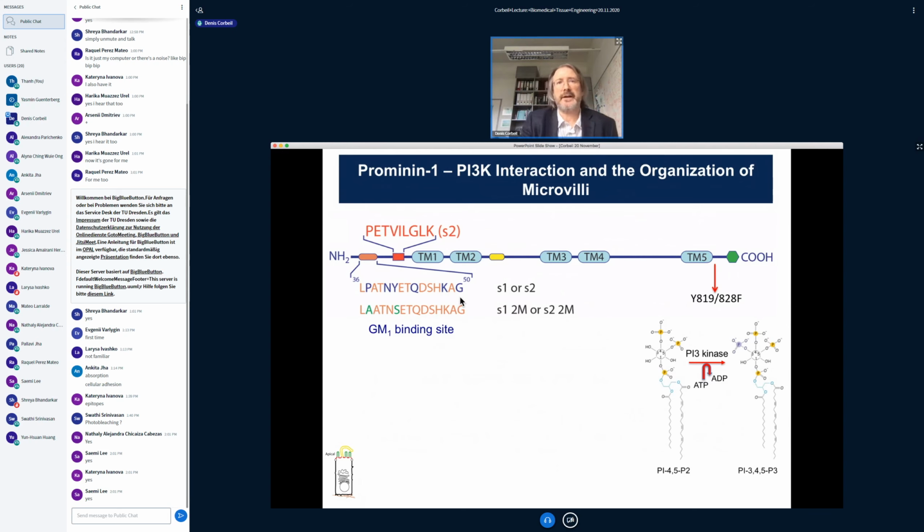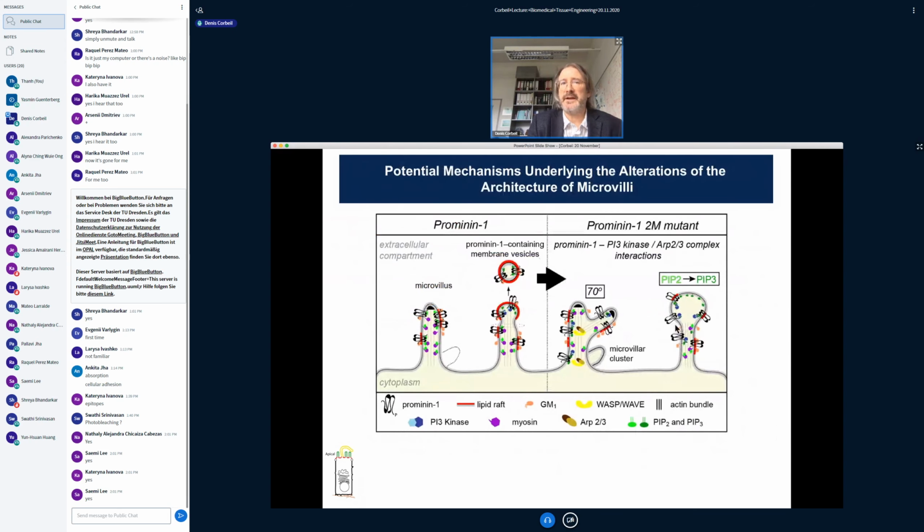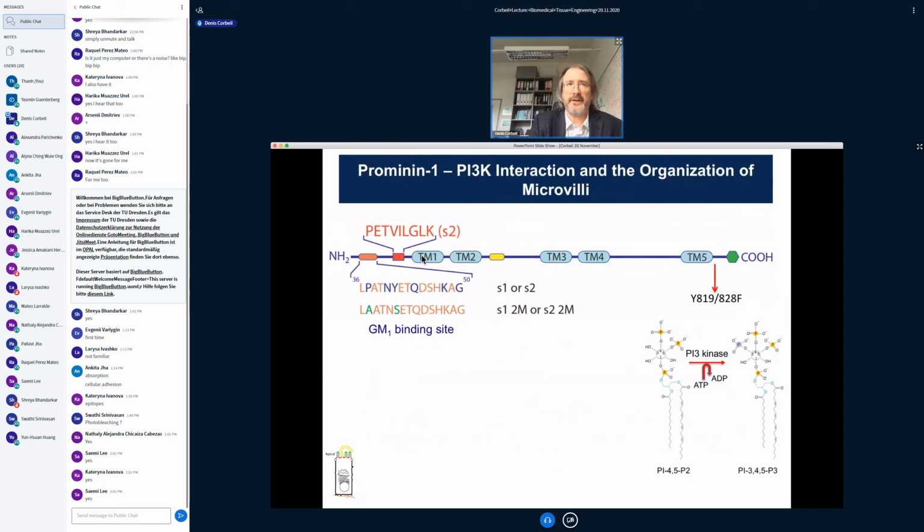That means if I go back here, if we change the shape here, we will have an action of PI3 kinase, which will transform PIP2 into PIP3, and then this detaching. So to evaluate that, we make the mutation in the mutant, which already has the mutation in. We make an additional mutation where the phosphorylation of prominin can be blocked.